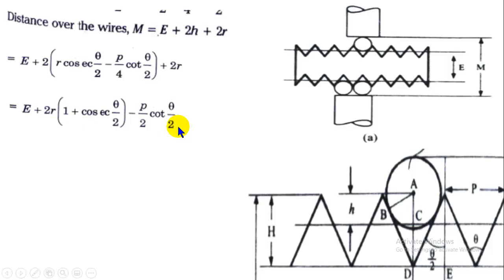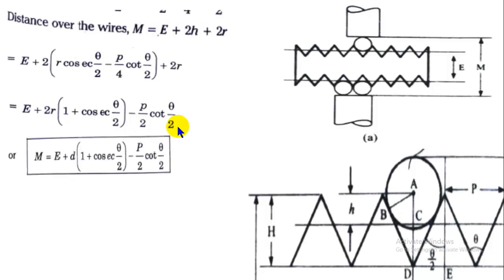After finishing this, we can write 2r as d, which is the distance over the thread. We can take it as M equal to E plus d into 1 plus cosecant theta by 2 minus p by 2 cot theta by 2.